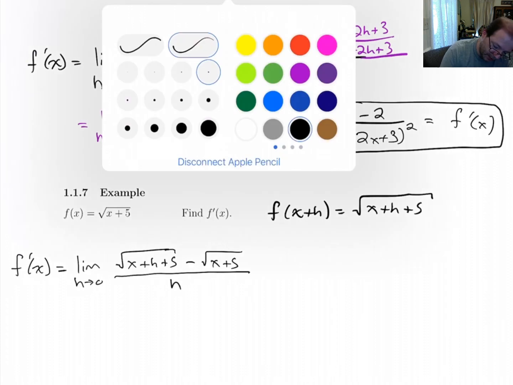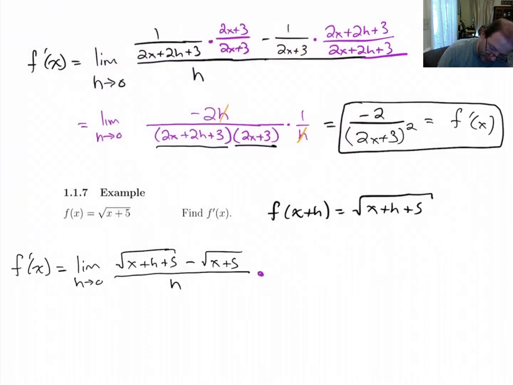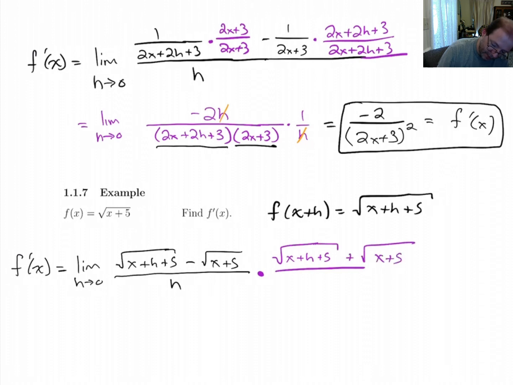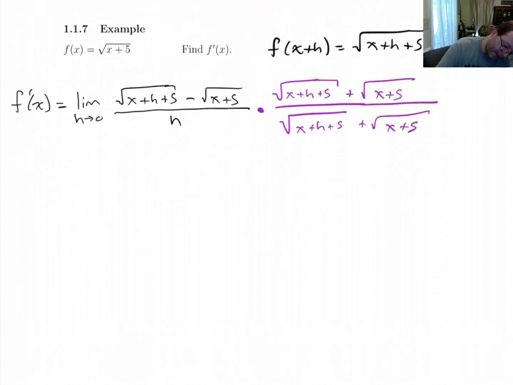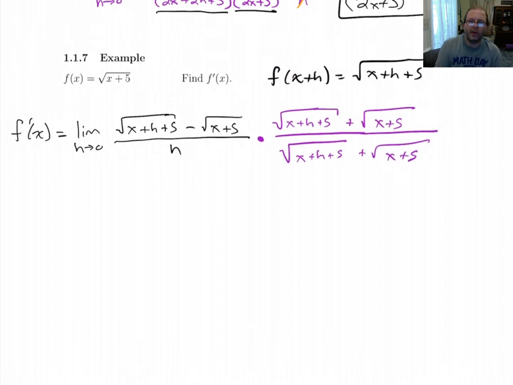And now to simplify this, I'm going to multiply it by the square root of x plus h plus 5 plus the square root of x plus 5 over the same thing. Now I've got a lot of space here, so I'm going to do something I normally don't do. I'm going to write out all the steps. Let's multiply this stuff out.